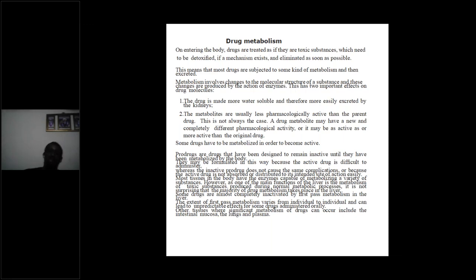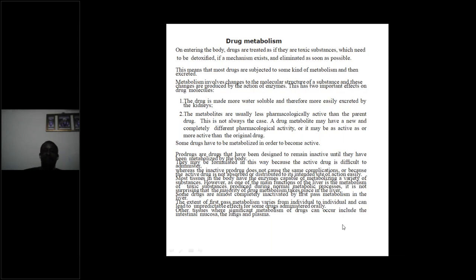The product is not active; it is designed to remain inactive until it is metabolized by the body. So some drugs are formulated in that way. Because for some drugs, it's difficult for the active drug to be formulated, so something is added onto them to make a prodrug. That prodrug is like a carrier system. So when the prodrug enters the system, it is inactive, then when it's metabolized, the metabolized form is now active.